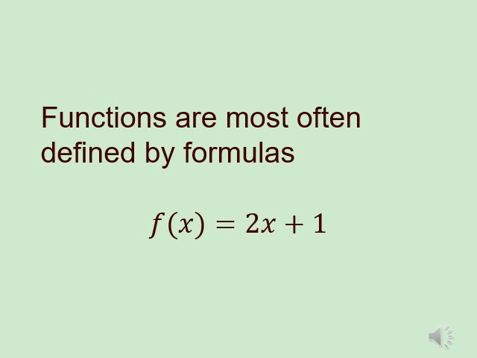You guys know that most of the time functions are defined using formulas. Most of the time we use a notation that looks like f of x equals something, like here f of x equals 2x plus 1. And you've done lots of problems before where it would give you a formula and say something like find f of 3. Well, if I found f of 3, the answer would be 7 because I would have to take 2 times 3 plus 1.